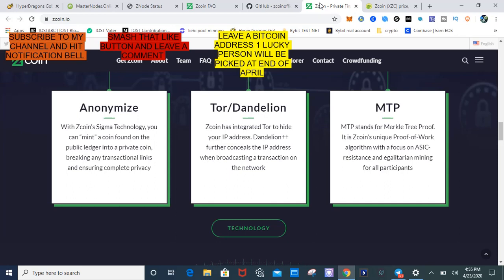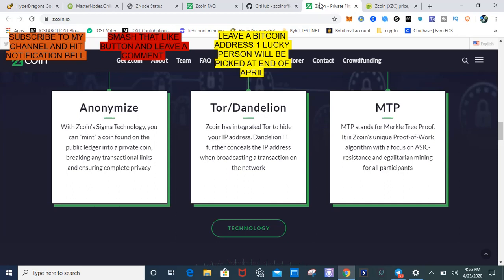Zcoin also implemented Tor and Dandelion. This process conceals your IP address when broadcasting a transaction on the network. Zcoin also implemented something called MTP, which stands for Merkle Tree Proof. It is Zcoin's unique proof of work algorithm with a focus on ASIC resistance mining.